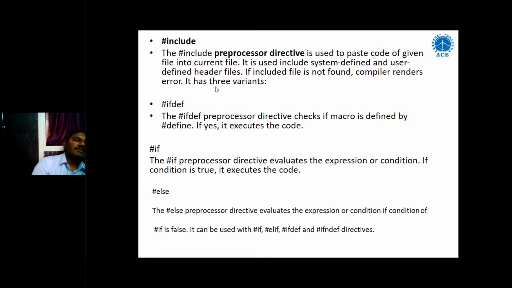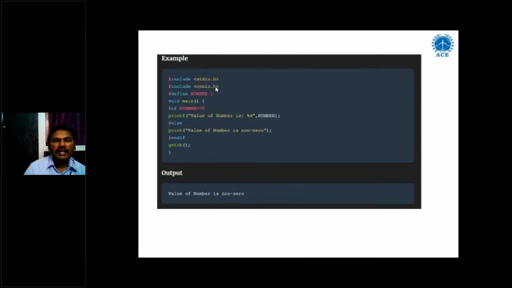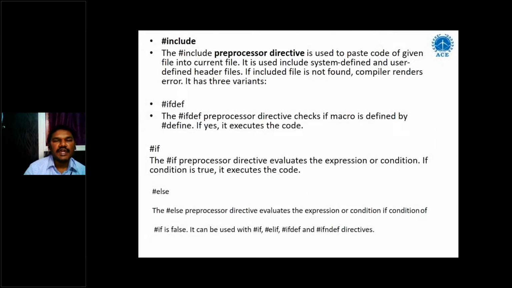So why is it called an assembler or compiler directive? Because a high level language program is converted to machine level language by the compiler. Here, hash include is a pre-processor directive used to paste the code of a given file into the current file. So it directs what to do, how to do, and in what way I can add the numbers will be given by this hash include.